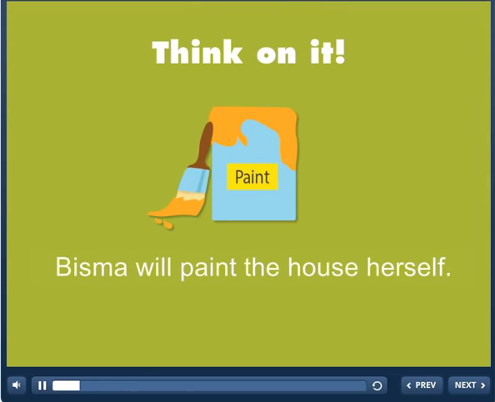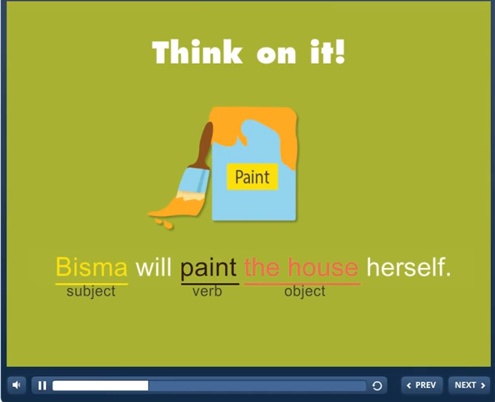Bisma will paint the house herself. Bisma is the subject. What will she paint? The house. In this sentence, the object is different from the subject. So, the pronoun herself is not reflexive. Instead, it is showing stress and emphasizing that she does not need help. If I removed the pronoun herself, I would not be changing the meaning of the sentence.